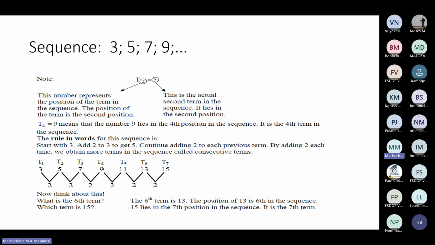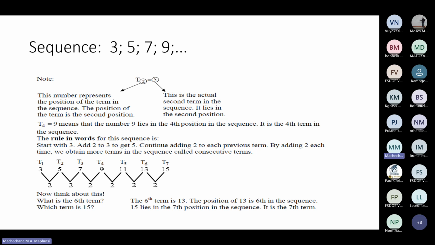Okay, so now we must be able to say the rule in words. So what can we say there? 3, 5, 7, and 9 in that pattern. We can start saying add 2 to 3 to get 5, add 2 to 5 to get 7, as you can see. Then we add 2 to 7 to get 9. So that's how you can continue with your pattern to have more terms in the sequence.